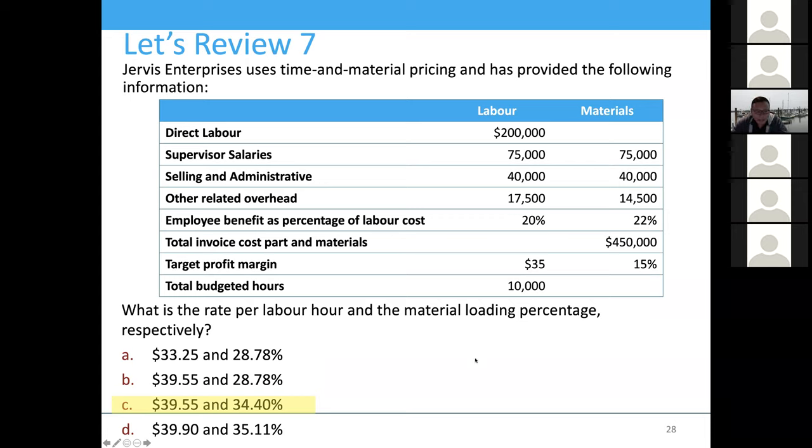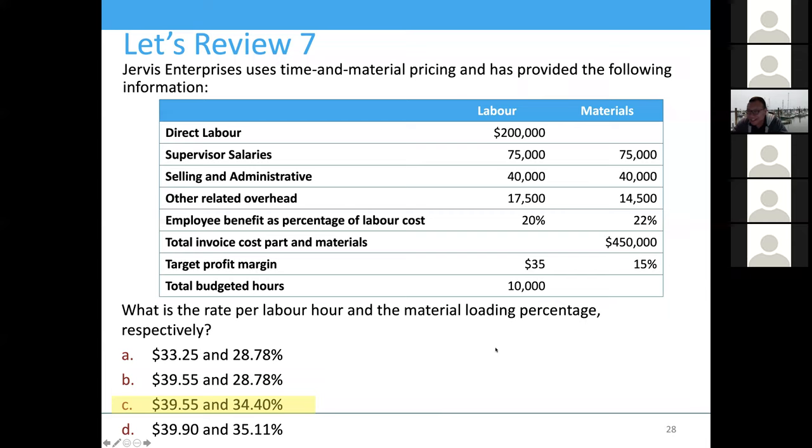Yeah, so I think this answer is not technically correct. The reason for that is they didn't add this target profit margin, right? So the rate has to include this target profit margin. So it should really be this number, 34.40, plus 15%, right? So the publisher, yeah, I won't blame the publisher.